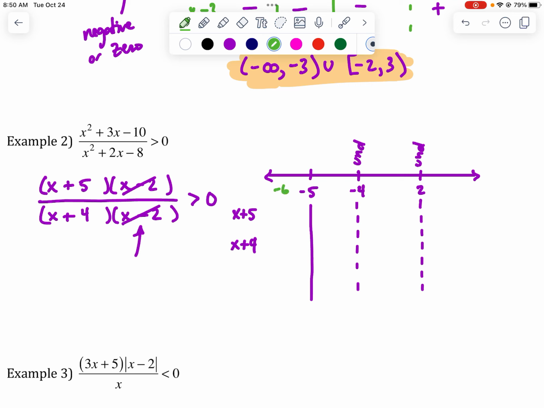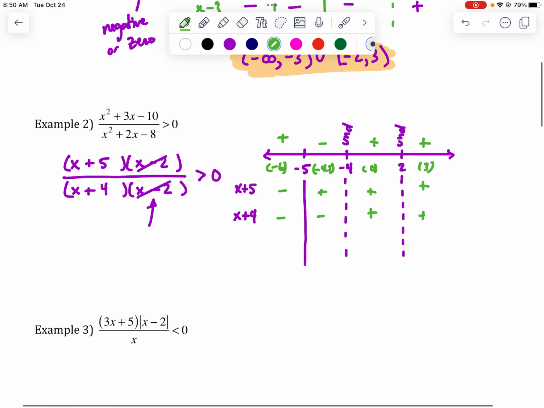So let's pick like -6, -4.5, 0, 3. All right, so I plug in -6. This is negative and negative. So negative divided by a negative is positive. -4.5, this is positive, negative. So that's going to be negative. 0, we've got positive, positive is positive. And 3 is positive, positive, positive.